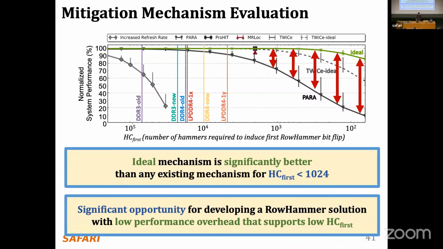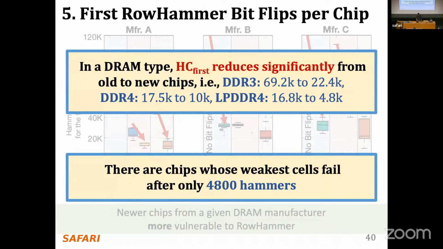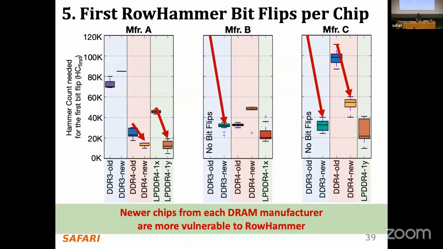What's the difference between LPDDR4-1X and LPDDR4-1Y? They are like the code names for different process nodes. 1X is the first generation when the process node goes below 20 nanometer, and 1Y is the generation after it. So it's the same standard but a different process.